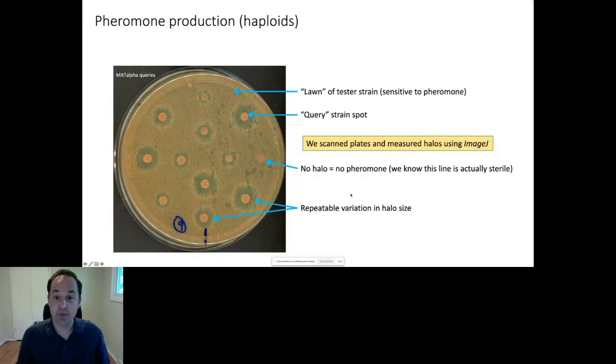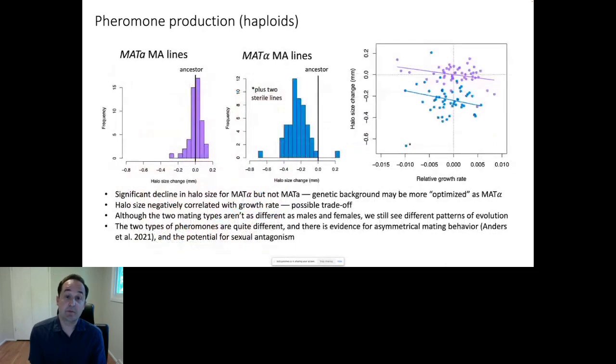And we're seeing nice repeatable variation in halo size. Again, we would expect that mutations might generally cause pheromone production to worsen, but this was actually only true in one of the 2 mating types, the MAT alpha MA lines, which is also where we find 2 sterile lines that I'm not showing here. Whereas in the MAT A, the other mating type, we see a more symmetric ancestral value. So it may be that the genetic background that we're studying here is actually more optimized as a MAT alpha for whatever reason. And so when we add mutations, it makes them worse at being that mating type.